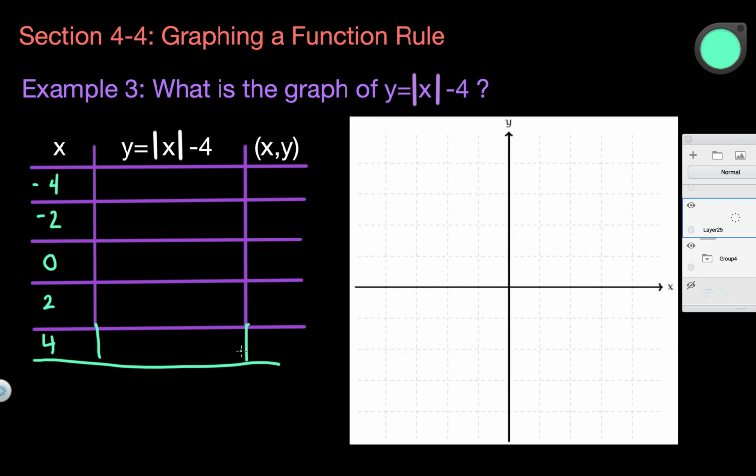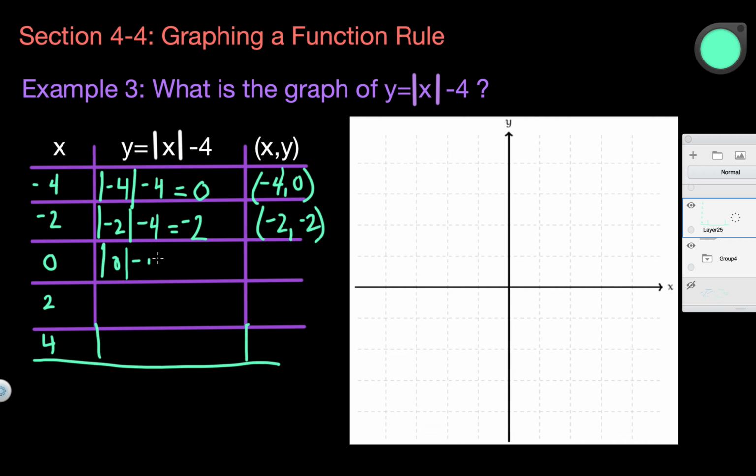So here we go. Let's start with the first one. So we have that y equals the absolute value of x minus 4, where in this case x is -4. So we're going to take this for what it is. The absolute value of -4 is +4. 4 minus 4 is 0. So we get -4, 0. Okay? Over here, absolute value of -2 minus 4. Absolute value of -2 is 2, minus 4. We get -2. So -2, -2.